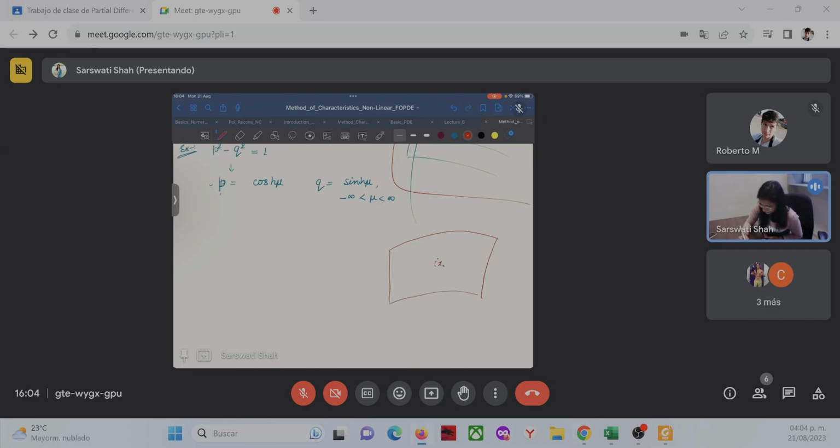Suppose x naught, y naught, z naught is the point from where the normal emanates. This is the direction of the normal, and this is x, y, z, some point on the surface. Then we know the normal and we know the point from where the normal is drawn. So the equation of the tangent plane in the variables x, y, z can be written as x minus x naught, and this is simple geometry, times the direction of the normal in the x direction, which is p, plus y minus y naught times the direction of the normal in the y direction, which is q, plus z minus z naught times the direction of the normal in the z direction, which is minus 1. So the equation of the tangent plane at x naught, y naught, z naught can be written as this.